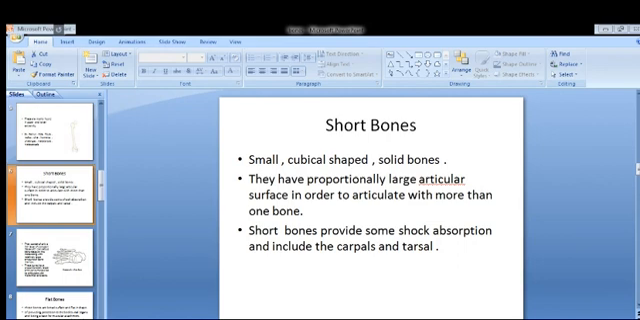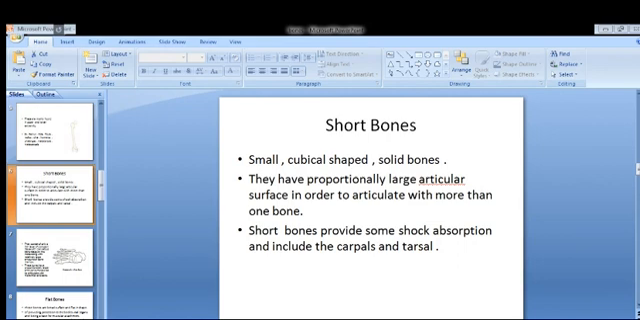Short bones, small cubical shaped solid bones. They have proportionally large articular surface in order to articulate with more than one bone. Short bones provide some shock absorption and include the carpals and tarsals.